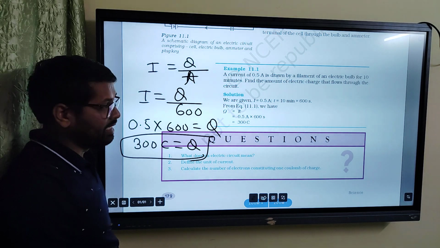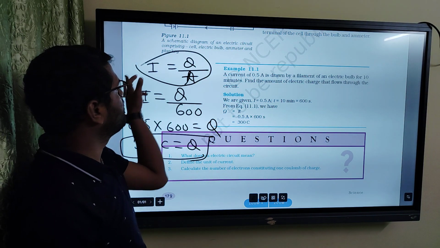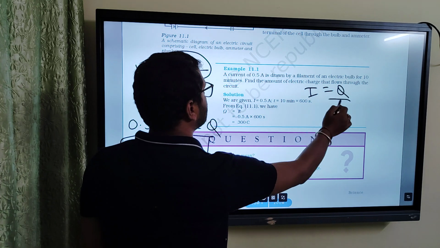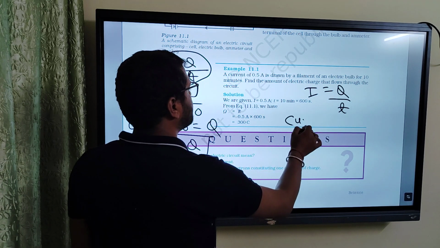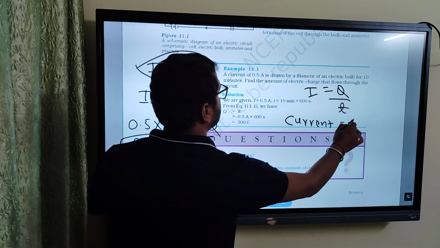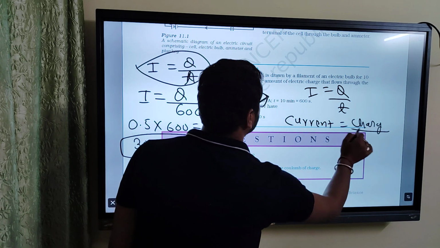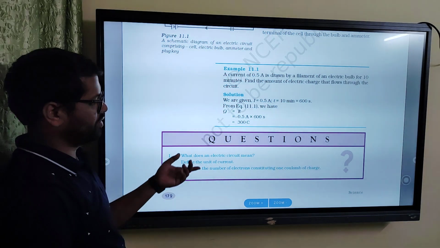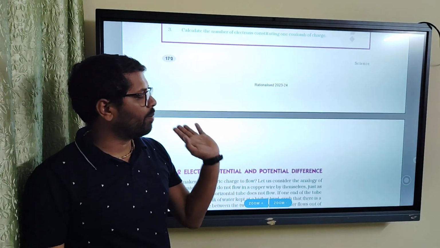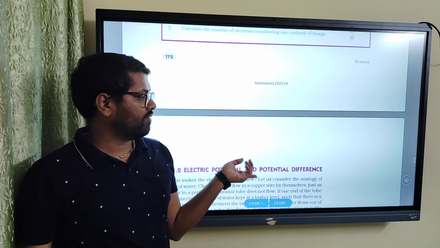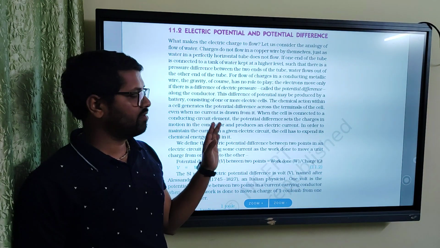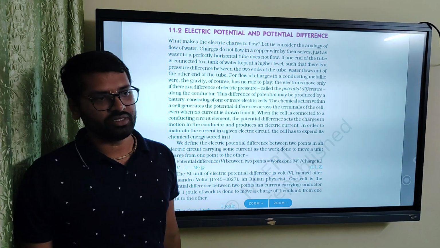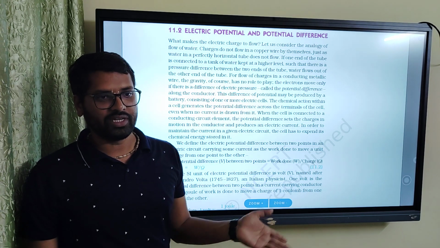Charge we got. This formula is important. The first formula of this chapter is this only: current equals charge by time. Any doubt? Now here, common sense: how will charge flow? We say that flow of charge is current, or the rate of flow of charge, flow of charge per unit time, is current.